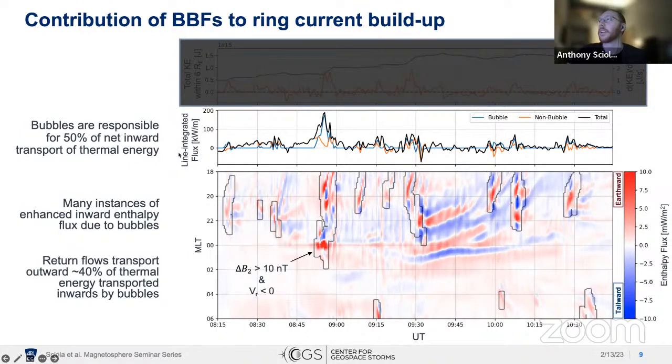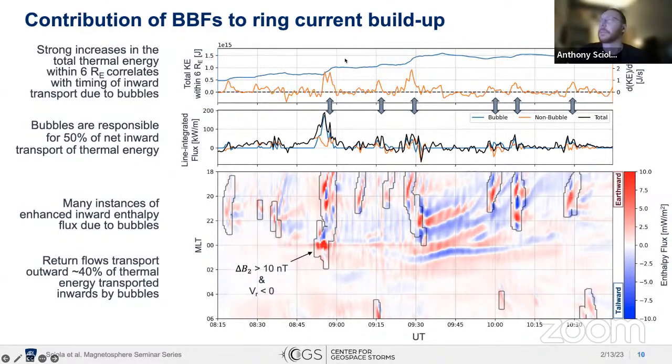And then this is probably something that everyone already expects. Here we're showing the value in blue and time derivative in orange of the total kinetic energy contained within the 6 RE domain. And this is just showing that the greatest instances of enhancement in the total kinetic energy correspond very well with these injections. So they are the primary contributors to the accumulation of energy below this boundary.